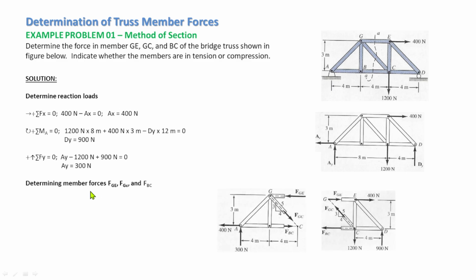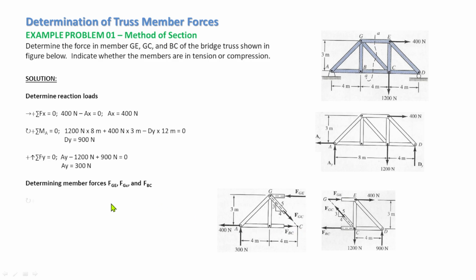So here, determining member forces GE, GC, and BC. This one, guys, is the cutting section here. If we separate this section to the left, this is the one here. So we have the internal forces GE, and this one here, GC and BC. So these are the internal forces, the axial loads of the members. Then we have the reaction here. That's why we calculate the reactions first, because we need those reactions to be known.